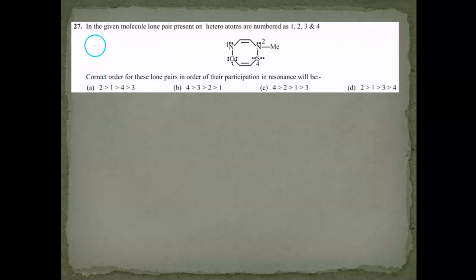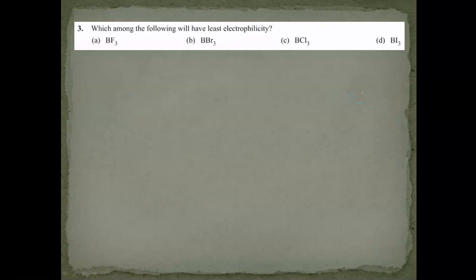Next, question number 27. In the given molecule, lone pairs present on the heteroatoms are numbered as 1, 2, 3, 4. The correct order for these lone pairs in order of their participation in resonance. So we can clearly see, we don't have to look at all 4 options. We can see that sulfur is not going to participate that much because here 3p orbitals are involved. Therefore 4 has to be the last one. There is only one option, which is D. So for this question, answer is D.